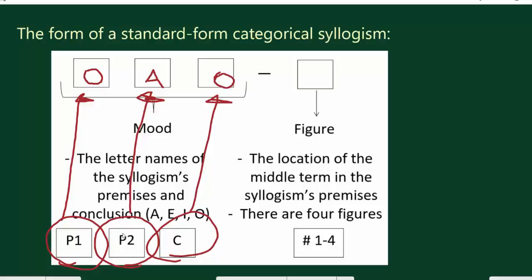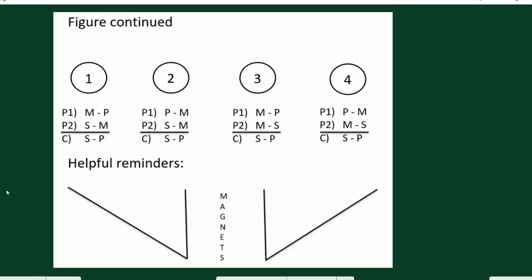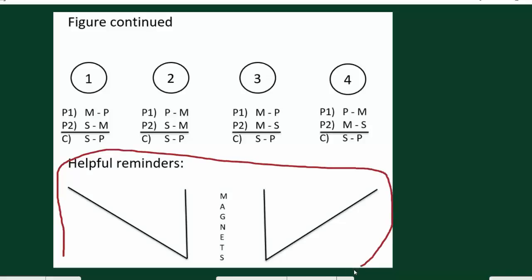And then when considering the figure, what we do is we see how the middle terms are situated in the major premise and minor premise. And that'll give us the figure 1, 2, 3, or 4. So a handy little way of remembering what pattern corresponds to what figure is to use this little diagram. So if you remember this diagram, then you can think of our middle terms when they are in this pattern here, this diagonal pattern that trends downward, and that corresponds with figure 1.